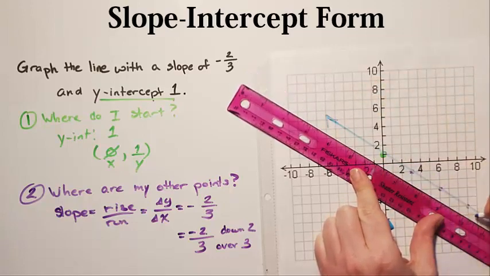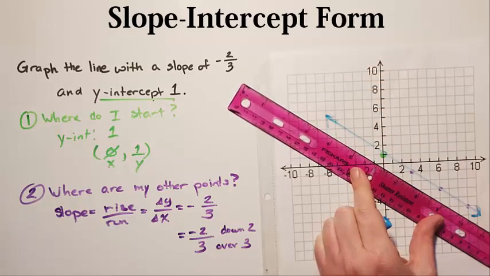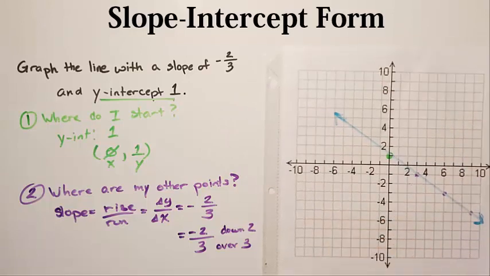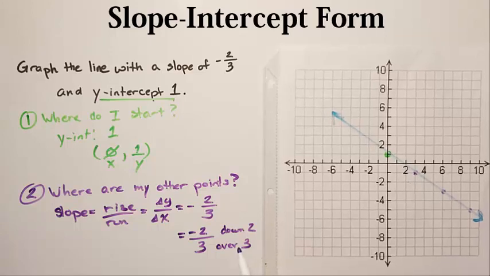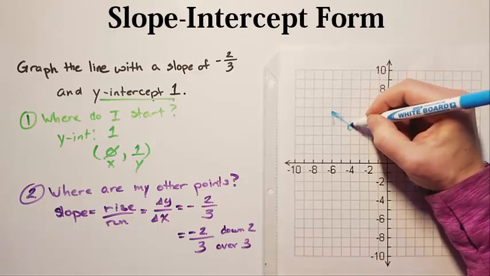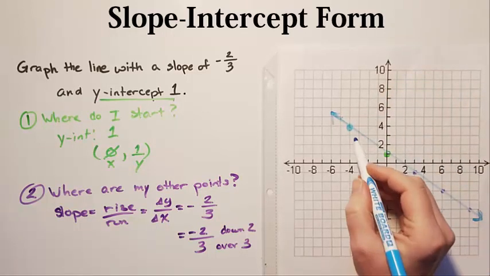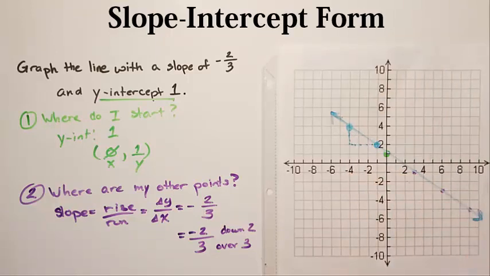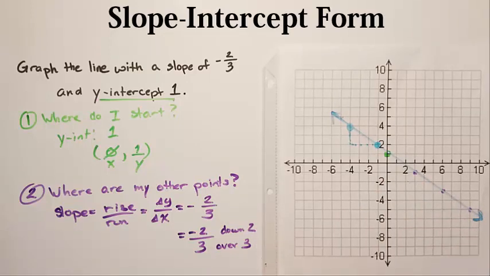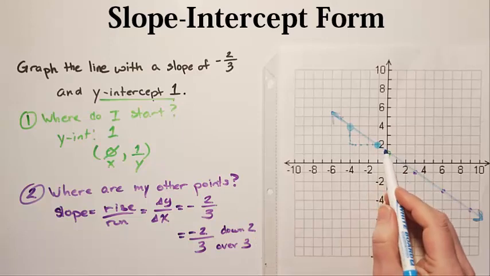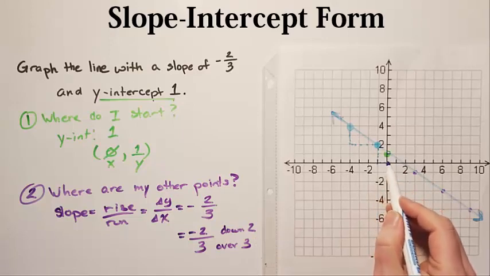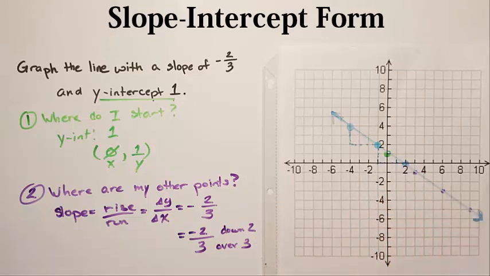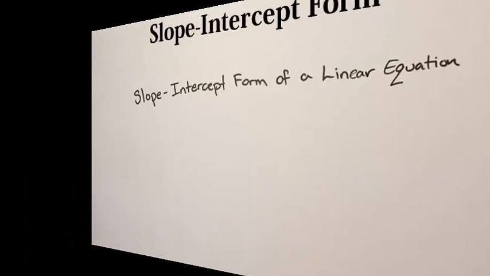Make sure your line has little arrows on the end to show that it goes infinitely in both directions. You can go across and double check your work. If I found a point on the line, here's a brand new point that I have not plotted yet. If I went down 2 over 3, did I run into the line? I did. Any point you find, if you went down 2 over 3, you should run into the line again. So if I went down 2 and over 3 more, I ran straight into my line, which means I graphed it correctly.